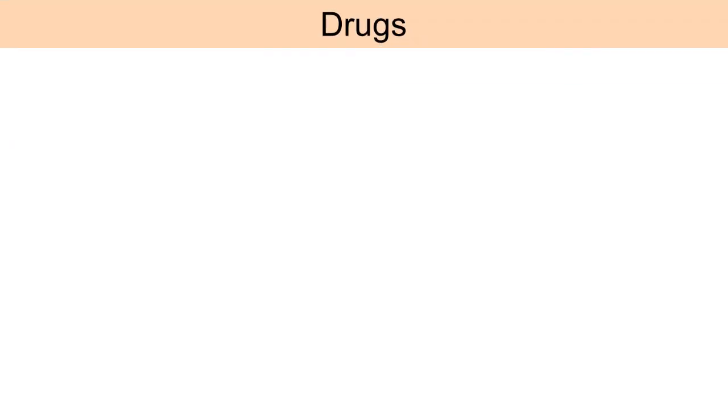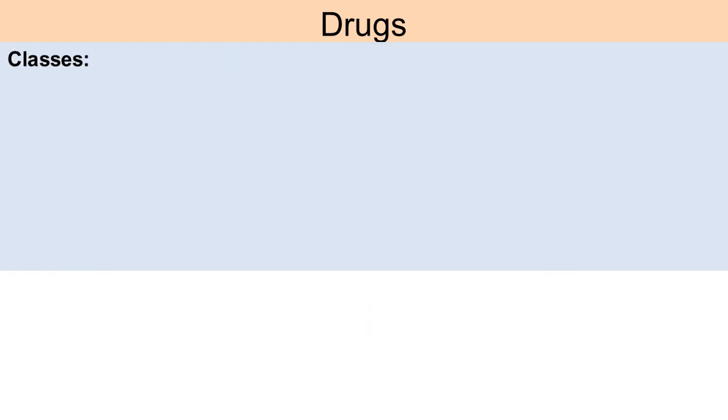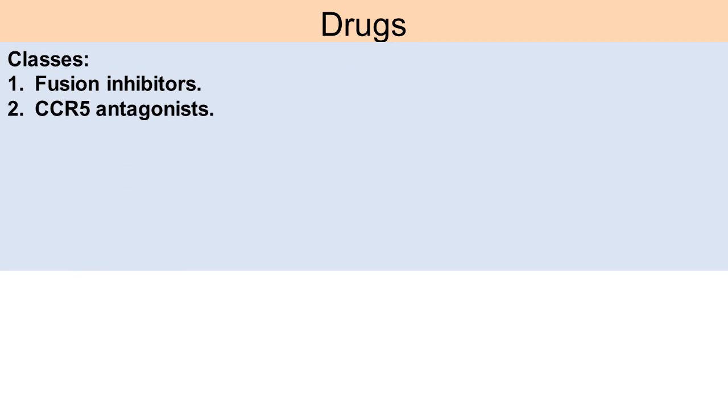There are many classes of drugs to combat HIV infection. These classes are fusion inhibitors, which inhibit the fusion between the viral and the host cell membrane, and CCR5 antagonists, which block the CCR5 receptor and prevent it from attaching to the viral membrane.